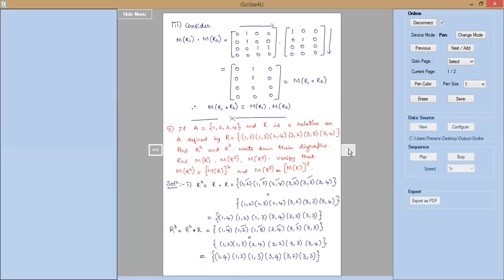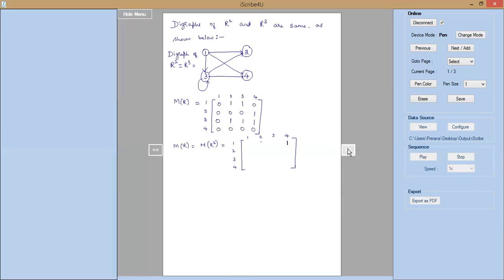(1, 4), (1, 2), (1, 3). Next we have (3, 4), (3, 2), (3, 3). These are the 6 ordered pairs existing in R square or R cube. I should have written here matrix R square, which is equal to matrix R cube. Correct? So this should have been square and this is cube for us. Okay? Now it's fine, I believe. So the rest of all the elements in the matrix are zeros. So this is matrix R square, which is matrix R cube for us.